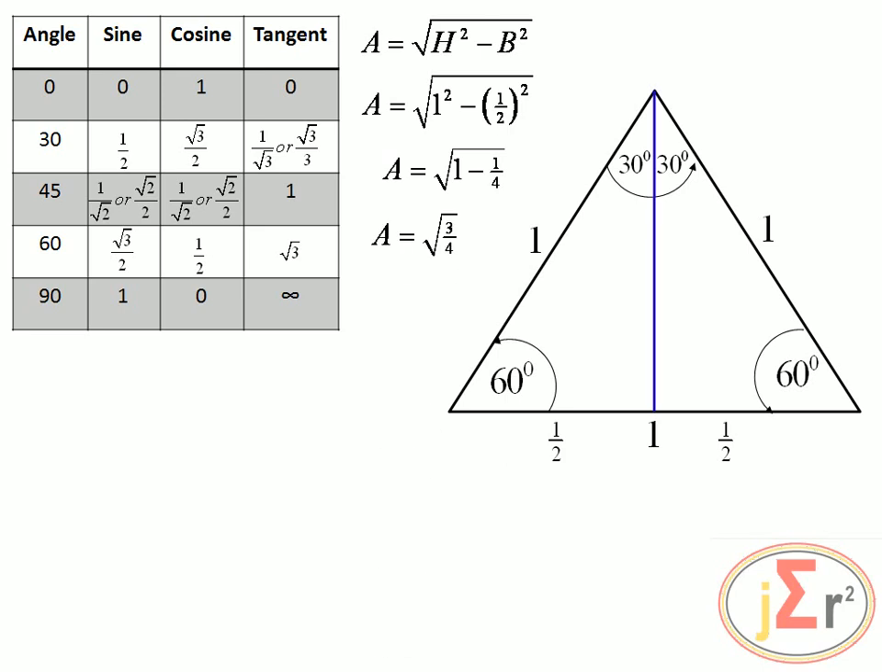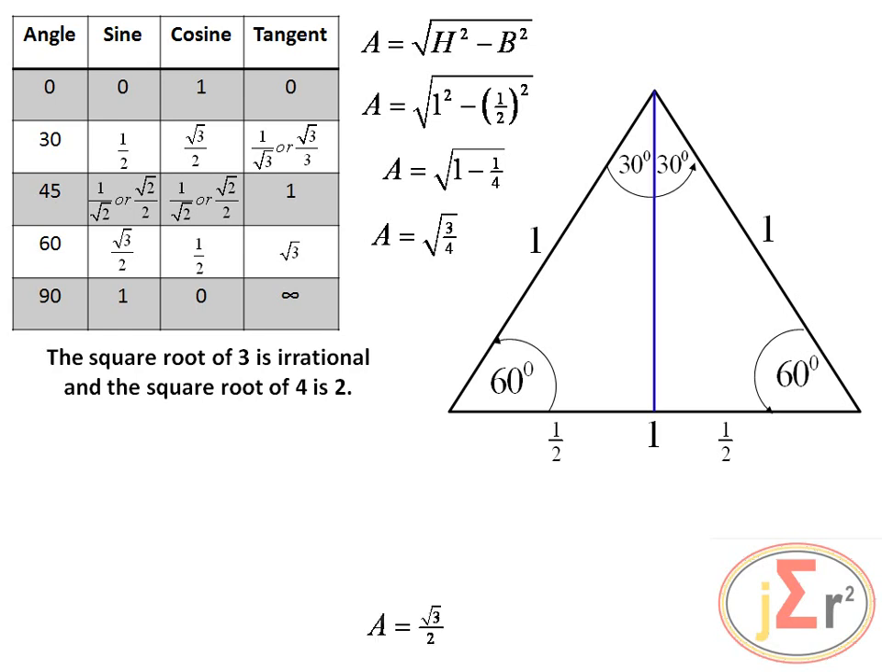3 quarters. When we find the square root of 3 quarters, what? The square root of 3 is irrational. So we will just write that as the square root of 3. And the square root of 4 is 2. So we will have what? A is equal to the square root of 3 over 2. Right. Root 3 over 2. So that is the length of the other short side.